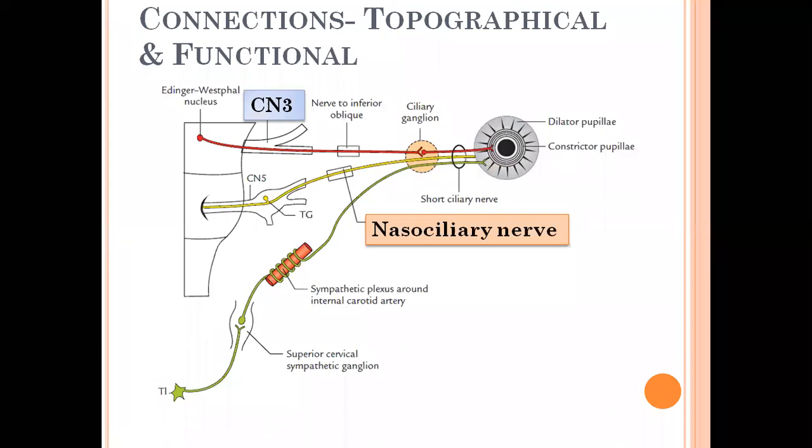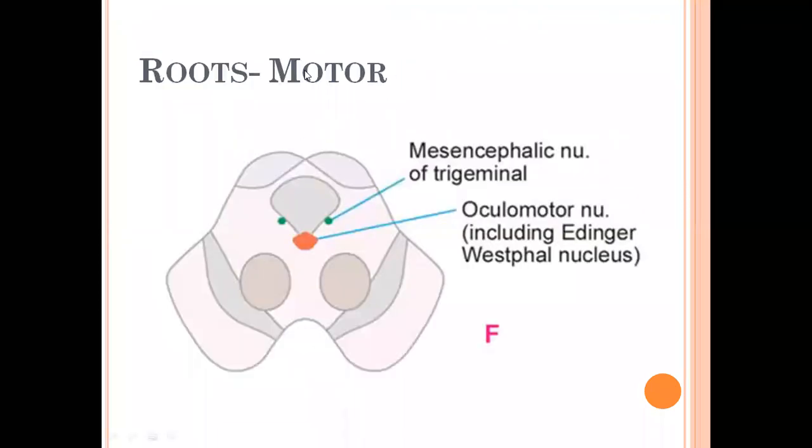With this I'll go on to the roots of the ciliary ganglion. First we will see the motor root. This is the section of midbrain. The motor root arises from the midbrain at the level of the superior colliculus. This is the red nucleus, you can see the superior colliculus, and this is the cerebral aqueduct.